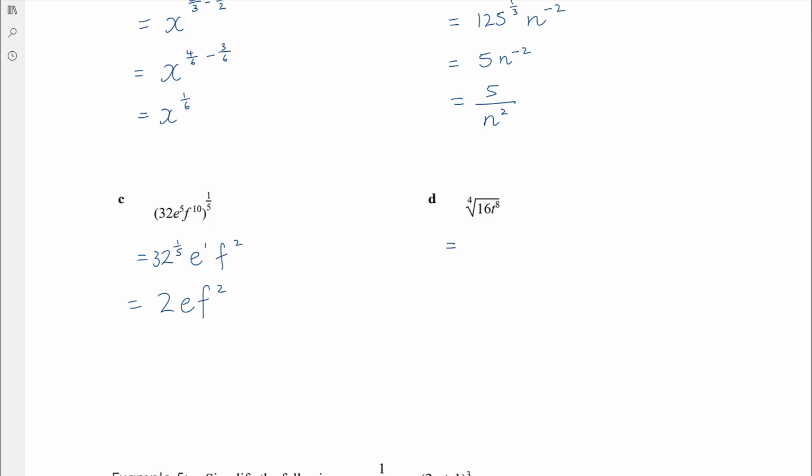Alright, and then here we have 16t to the 8, and then all that to the power of a quarter. So it is 16 to the power of a quarter, and it's going to be t to the power of 8 times a quarter, which is 2. 16 to the power of a quarter is the 4th root of 16, which is 2. So we have 2t squared.